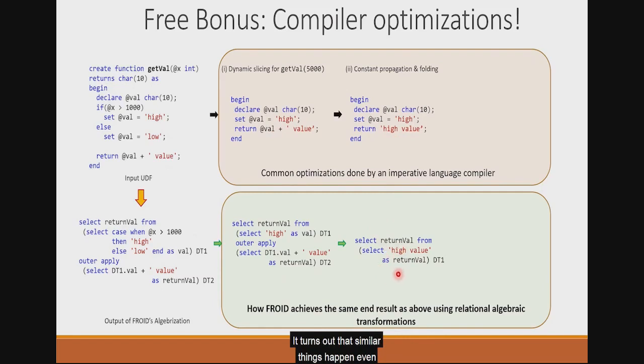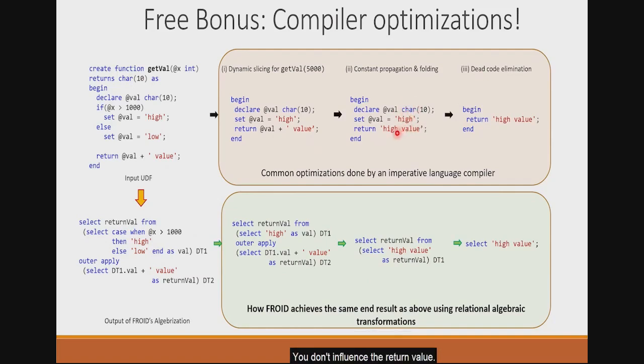And it turns out that similar things happen even in a database engine once we express it in this form. And finally, there is also a common optimization called dead code elimination, where some lines of code are dead or not used at all. They don't influence the return value, so they can be removed. And it turns out that the database engine can do just the same thing using standard relational optimizations.